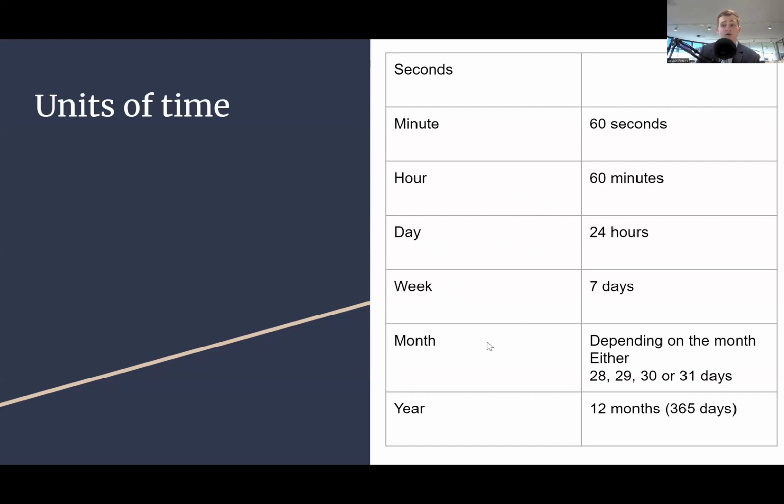Now, months are a little bit tricky, depending on the month that we're working with. So it's either 28, 29, 30, or 31 days. And I'll give you a breakdown of the months in a moment. And that brings us to the biggest unit of time that we're going to normally use, which is a year, which can be 12 months or 365 days.